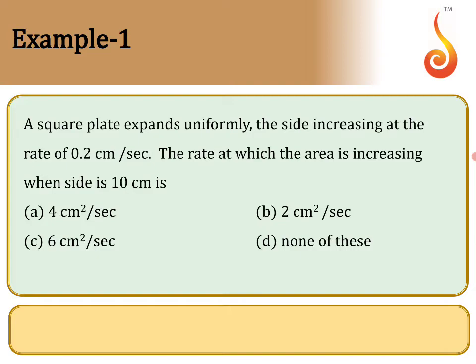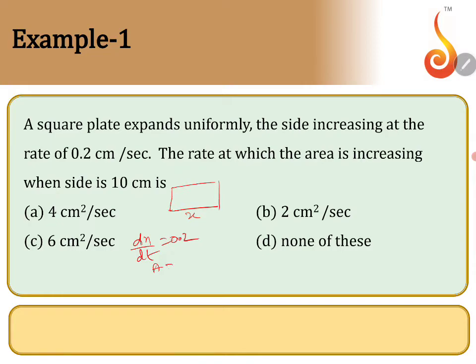A square plate expands uniformly, the side is increasing, square plate. So we need to take a square plate like this. While discussing the examples, we will discuss the synopsis also. A square plate expands uniformly, the side is increasing at the rate of 0.2 centimeter. I am taking the side as x, so dx by dt is given as 0.2. The rate at which the area is increasing.